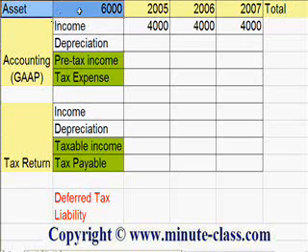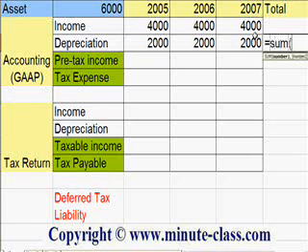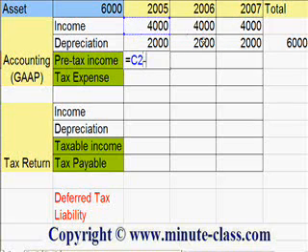Let's assume that they have assets of $6,000. When they do the accounting, they depreciate the assets over 3 years. So each year it will be $2,000, and totally they will depreciate all the $6,000 in 3 years. Now what is the pre-tax income? The pre-tax income is going to be the income before the depreciation minus the depreciation. So this is $2,000 for every year.